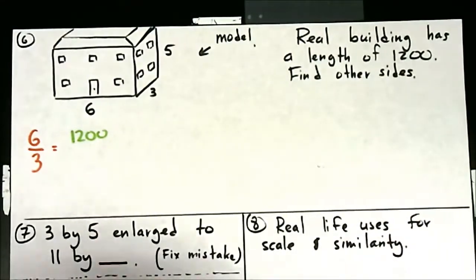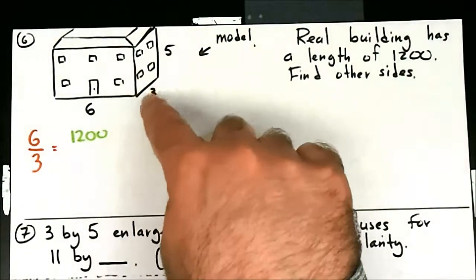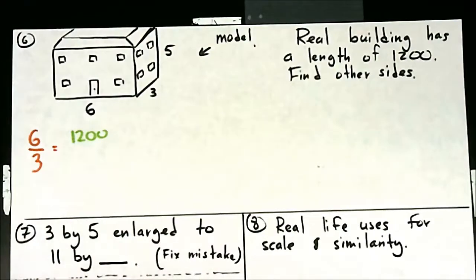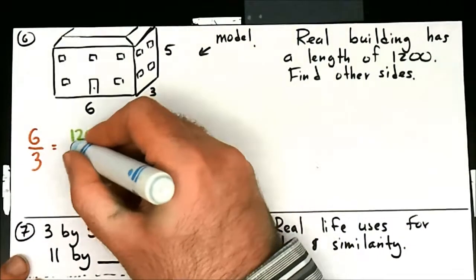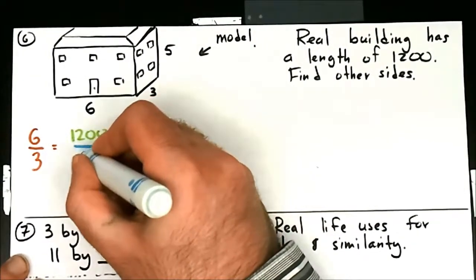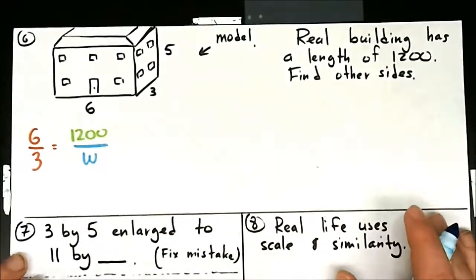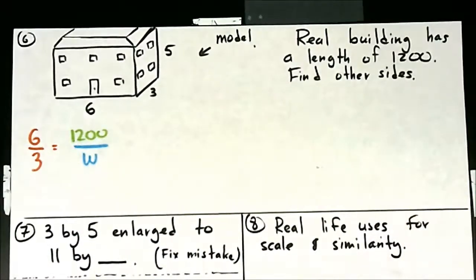And now I'm looking for the width of the real building. So that's going to correspond to the 3. I don't know what it is, of course. I'm just going to use a W for the width. Why not? And I'm just going to cross multiply. That shouldn't be too difficult, I hope.